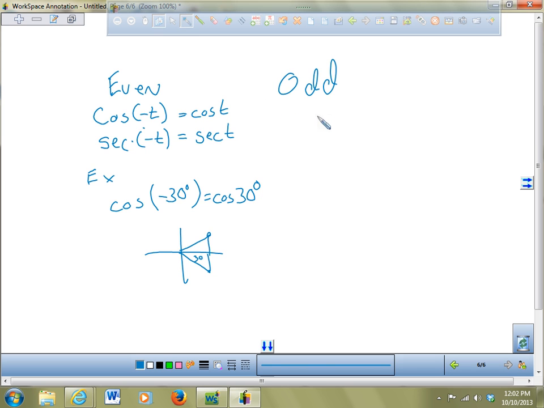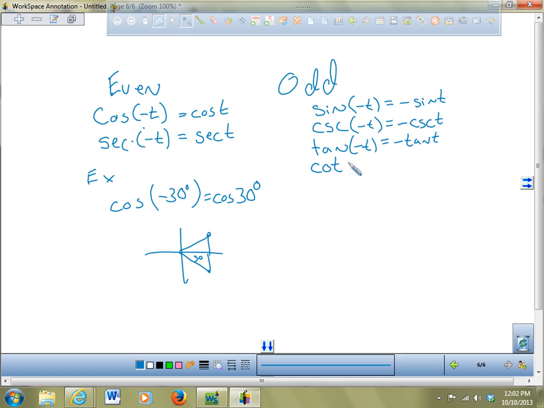Sine, its reciprocal cosecant, tangent, and its reciprocal cotangent are odd, okay? Which means sine of negative t equals negative sine of t, or cosecant of negative t equals negative cosecant of t, and tangent of negative t equals negative tangent of t, and so forth. And cotangent of negative t equals negative cotangent of t.